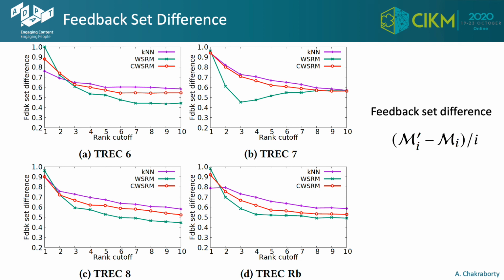The better MAP values of WSRM or CWSRM indicate that both WSRM and CWSRM achieve the desired trade-off between exploration, that is leveraging information from new documents, and exploitation, that is making use of the top M set.